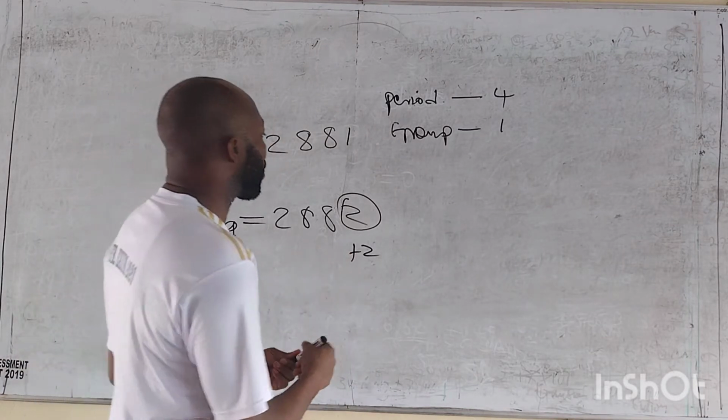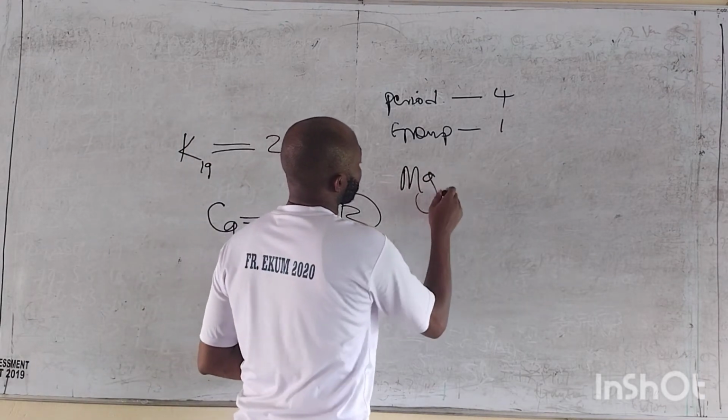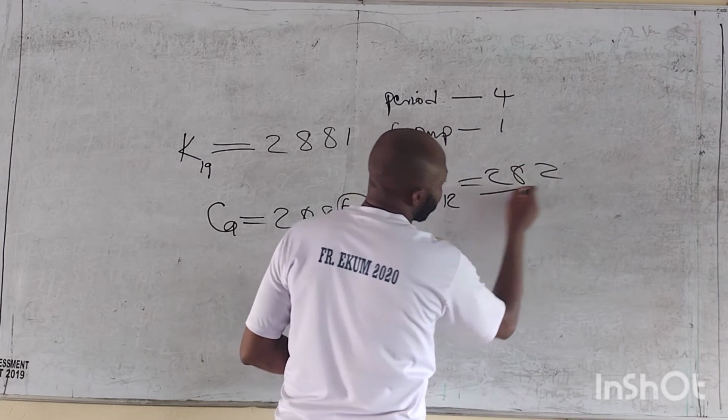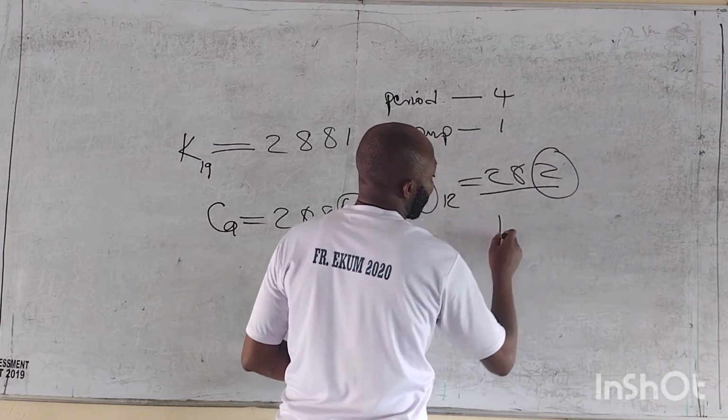Magnesium's atomic number is 12, which is 2,8,2. It is in period 3, group 2. So the valence state is +2.